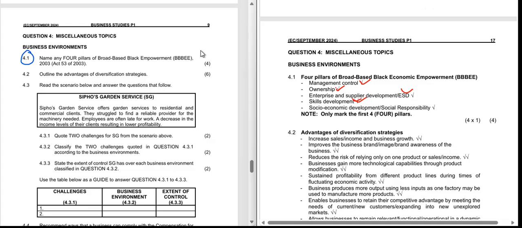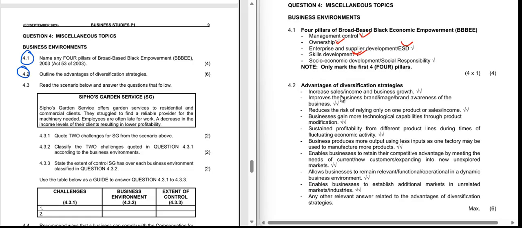And then 4.2, outline advantages of diversification strategies. So what are the advantages of diversification strategies? Increase sales or income and business growth.